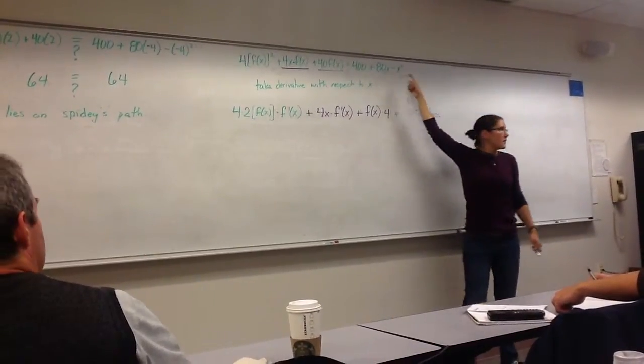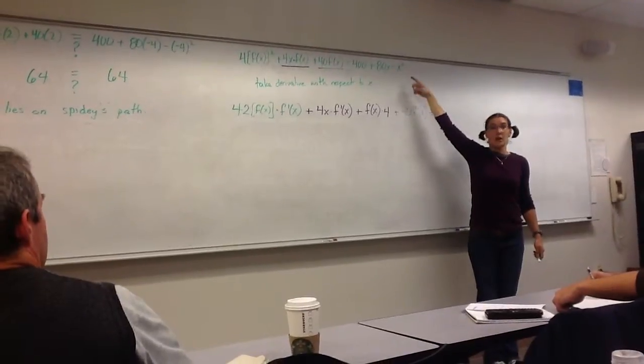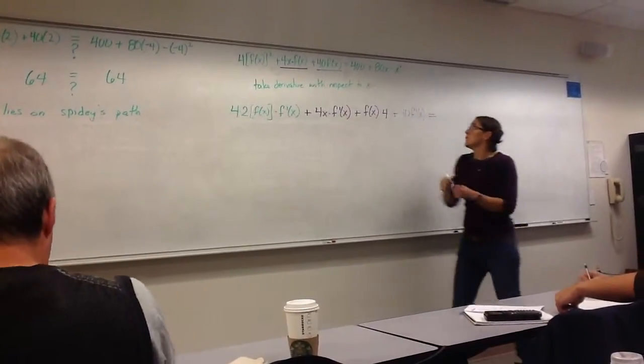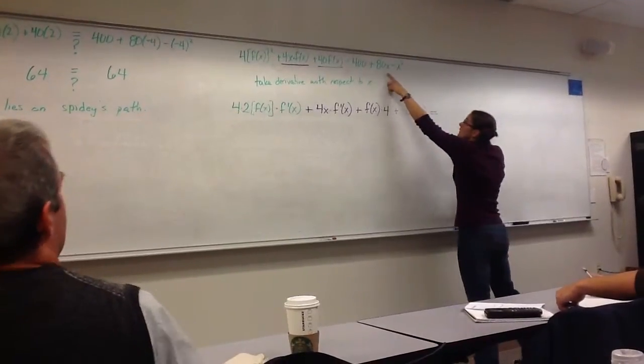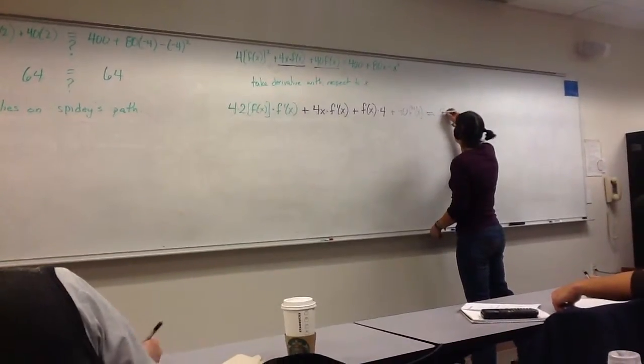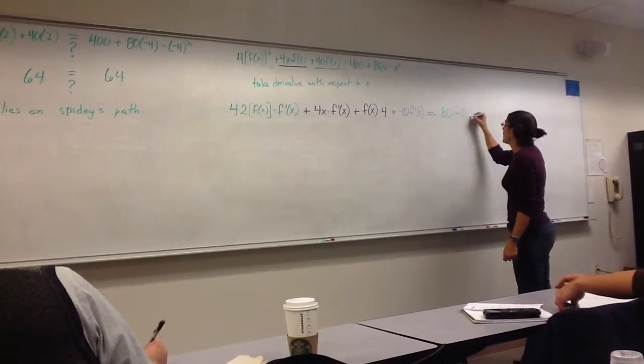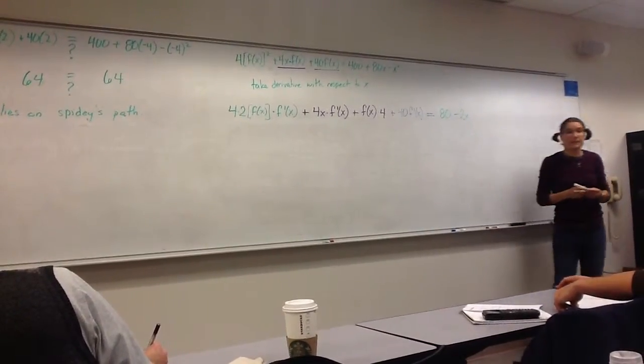On the right side, things are easier for us. There is no f of x at all on the right side over here, so we can take our derivatives without thinking too hard. Derivative of 400 is 0. Derivative of 80 times x is 80. And the derivative of x squared is 2x, so I have 80 minus 2x on the right side.